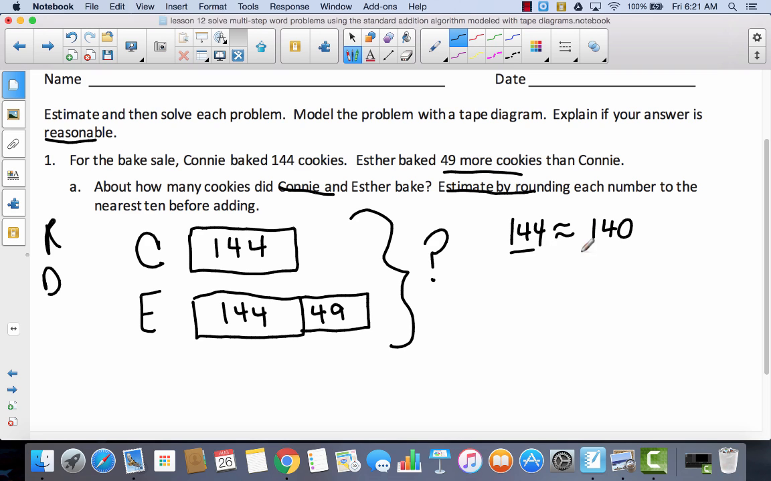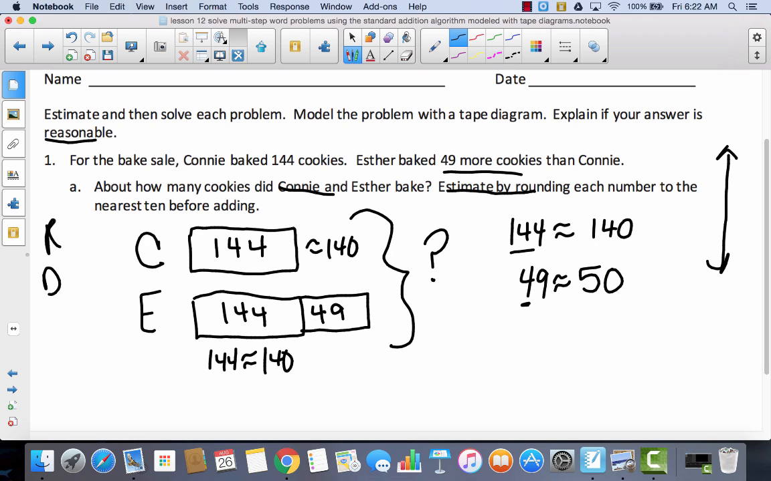If this still doesn't make sense to you and you find that you're guessing, just come over here and draw that vertical number line. It doesn't take but a second. Okay, so I know that 144 is about 140. So that means that this 144 is also about 140. Now let's take a look at this 49. 49 to the nearest 10, we have 4 tens. So this comes between 40 and 50. Well, 49 is really close to 50. So I know that 49 is about 50.